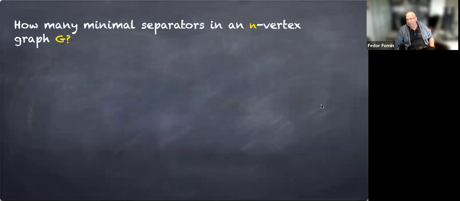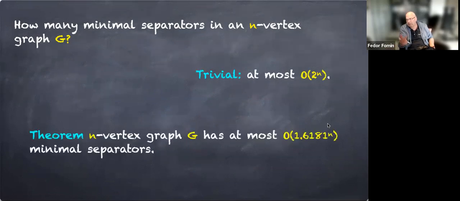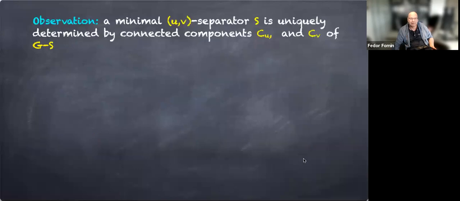And then the question is, how many minimal separators could be in an n-vertex graph? The trivial bound is definitely at most 2^n, because a vertex separator is a set of vertices, so if I try all possible vertex sets, I also will hit all possible separators. What I want to show, using Bollobás lemma, is that every n-vertex graph has at most 1.6181^n minimal separators. This is a rounding, a rational number with more digits after the decimal point.